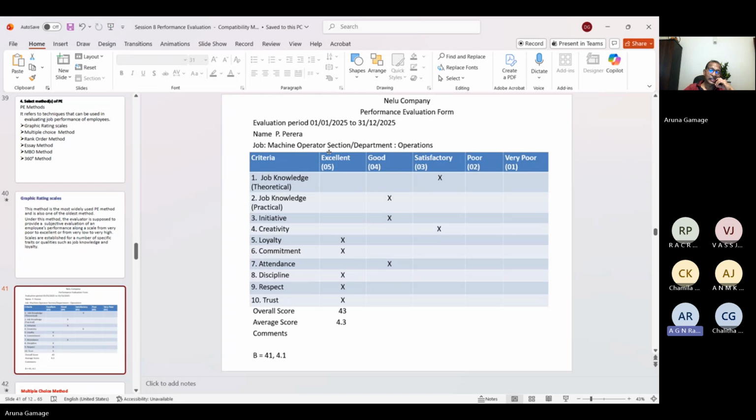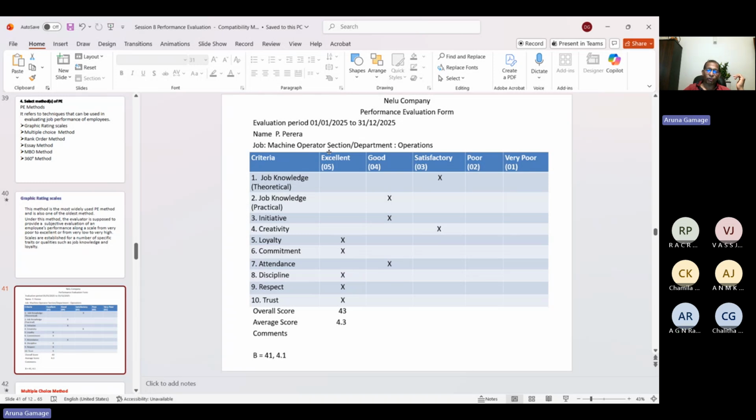Good. 4 marks. Right. Discipline? Excellent. 5 marks. Okay. Respect? Excellent. 5 marks. Right. Okay, good. Trust? Last one. Excellent. 5 marks. Right. So now evaluation has been made.